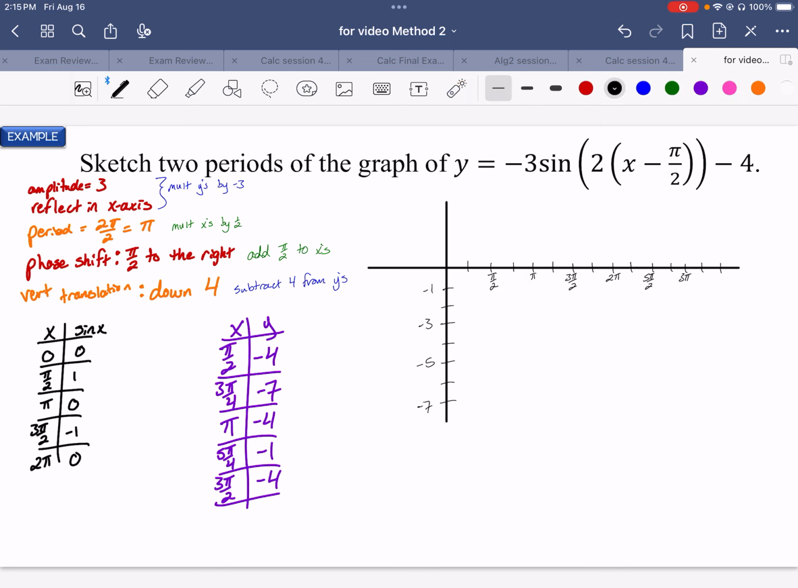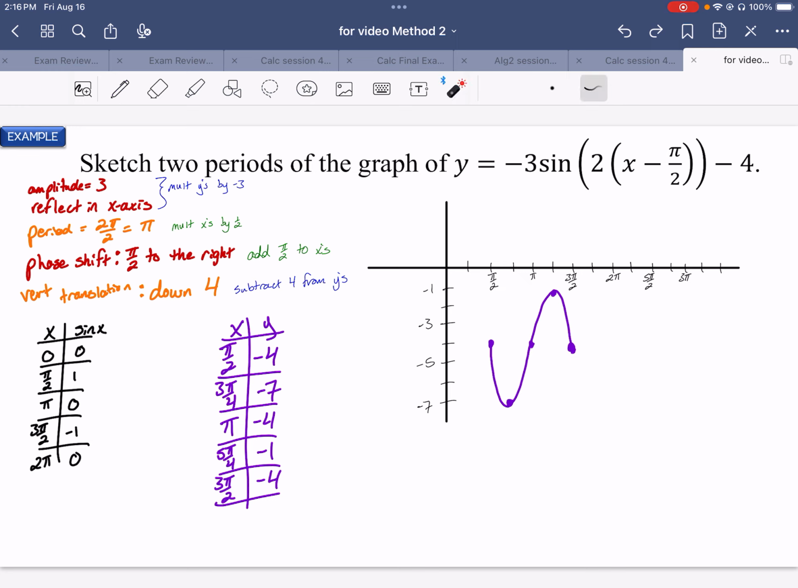And now we can just plot our points. At pi over 2, down at -4. At 3 pi over 4, that's the very next tick mark, it's negative 7. At pi, we're at negative 4 again. At 5 pi over 4, we're at negative 1. And at 3 pi over 2, we're down to negative 4 again. So here's the shape. That's going to be one period. I'm a bit off there, but that's okay. It did ask me to graph 2 periods of it, so I just need to repeat that same pattern.